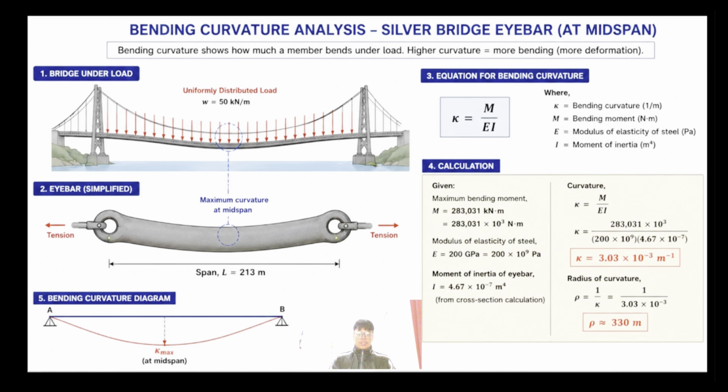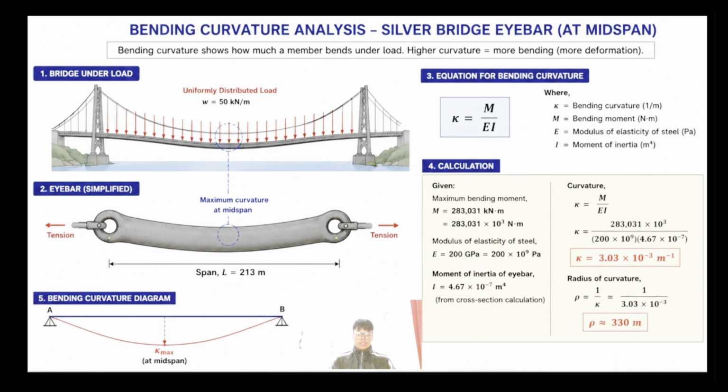In the Silver Bridge, heavy traffic loads created large bending moments throughout the structure. The eye-bar members, especially near the pinhole connection, experienced high local stresses due to their geometry. This stress concentration increases the bending effects and causes microscopic cracks to develop. As traffic continued over many years, repeated loading caused fatigue damage.